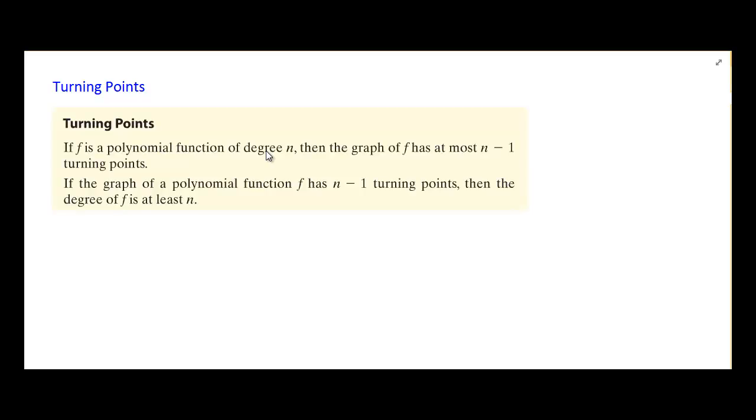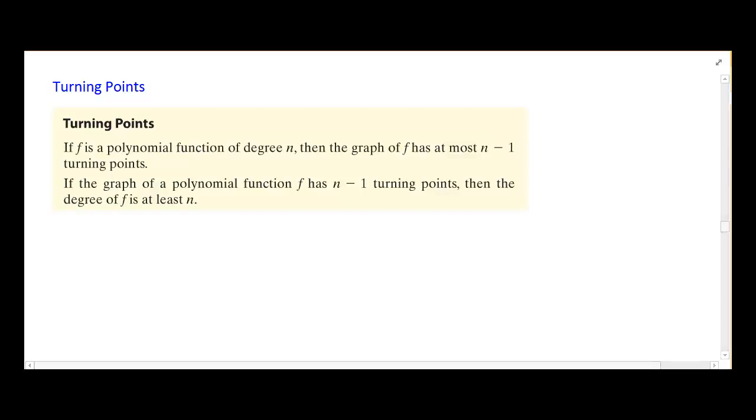So another characteristic we want to talk about in our polynomial functions, if we're looking at them algebraically, is that we can analyze a polynomial function based on its degree, and that degree tells me how many possible turning points occur within that function. This rule just says that if I have a polynomial function of degree n, then the graph has at most n minus 1 turning points.